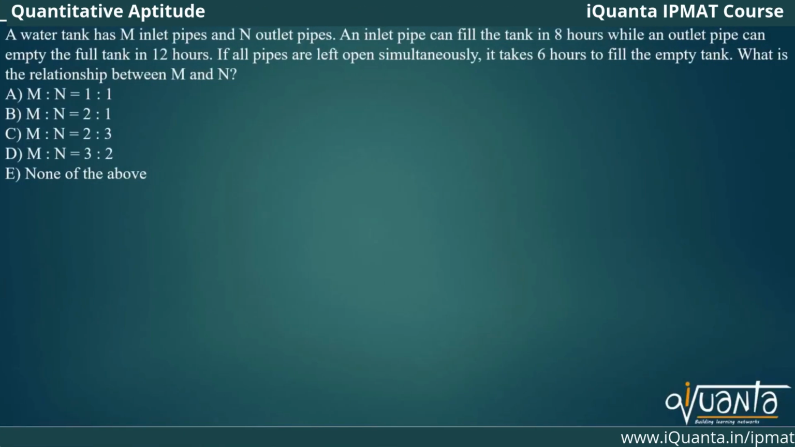The question is, a water tank has m inlet pipes and n outlet pipes. An inlet pipe can fill the tank in 8 hours, while an outlet pipe can empty the full tank in 12 hours. If all pipes are left open simultaneously, it takes 6 hours to fill the empty tank. What is the relationship between m and n? So basically, m and n are the number of inlet and outlet pipes respectively.